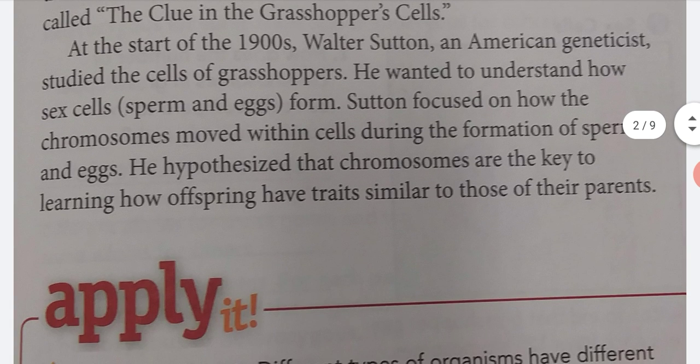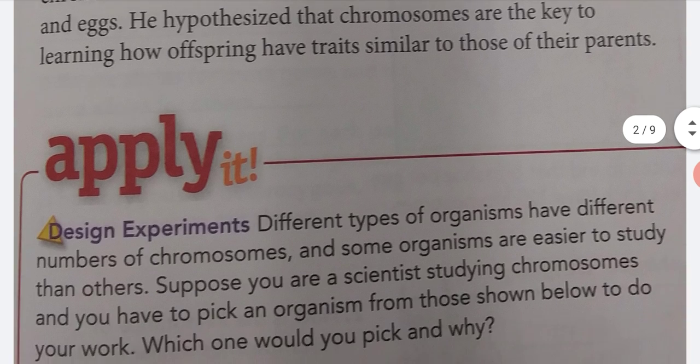At the start of the 1900s, Walter Sutton, an American geneticist, studied the cells of grasshoppers. He wanted to understand how sex cells, sperm and eggs, form. Sutton focused on how the chromosomes moved within the cell during the formation of sperm and eggs. He hypothesized that chromosomes are the key to learning how offspring have traits similar to those of their parents.